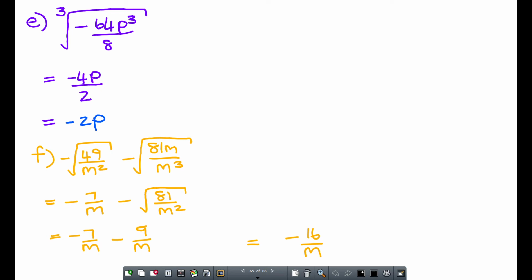E was pretty straightforward, but I want to quickly speak about F. That first part, okay, wait, let's first go through E. So if I worked out the cube root of each one of those separately, I'm going to end up with minus 4p over 2. But what I wanted you to see is that minus 4 over 2 can be simplified further. And that's going to give me minus 2p.